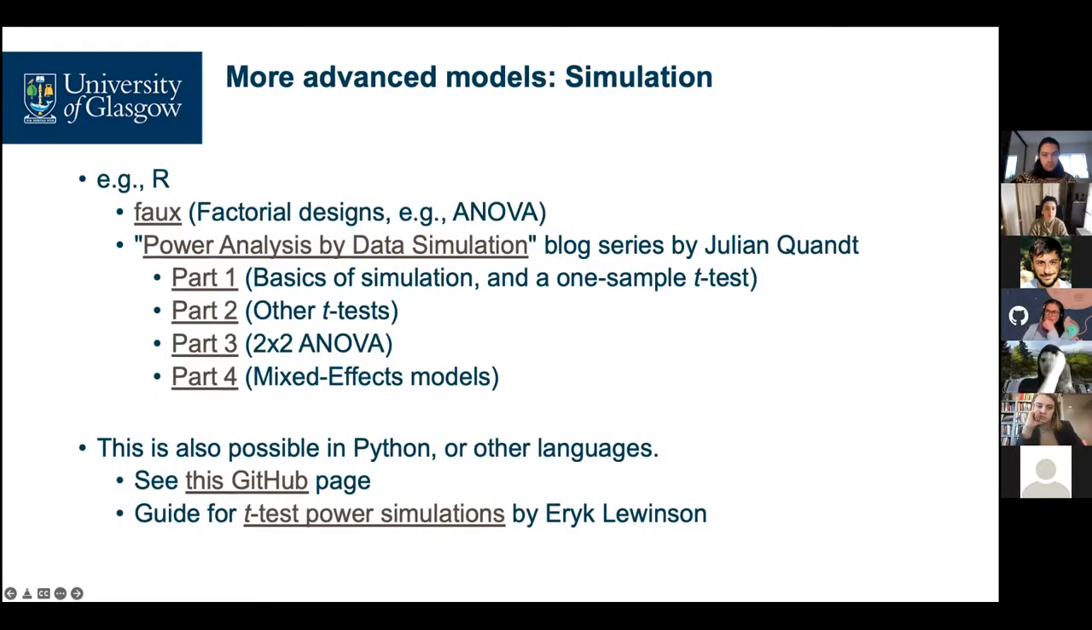So yes. Vit asks if there's no true effect, p-value should be uniformly distributed, and the answer is yes.